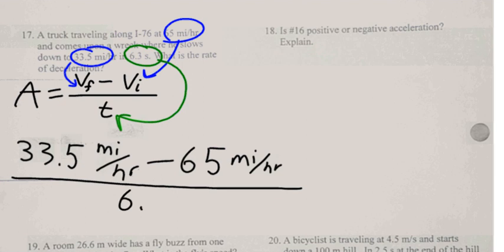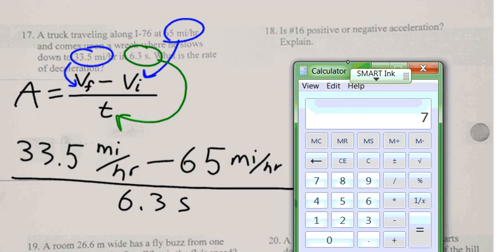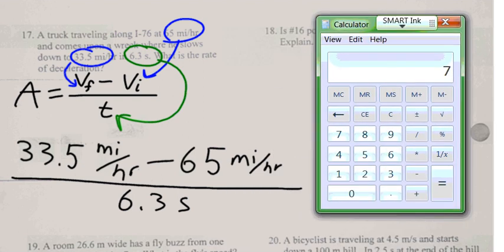Let's take out our calculators. We plugged in the numbers. Let's chug them along. Clear the previous problem. We go 33.5 miles per hour, and we subtract 65 miles per hour. I know that this is a negative number, but remember, we are slowing down, so our velocity should be going down, which means our acceleration will be a negative number.